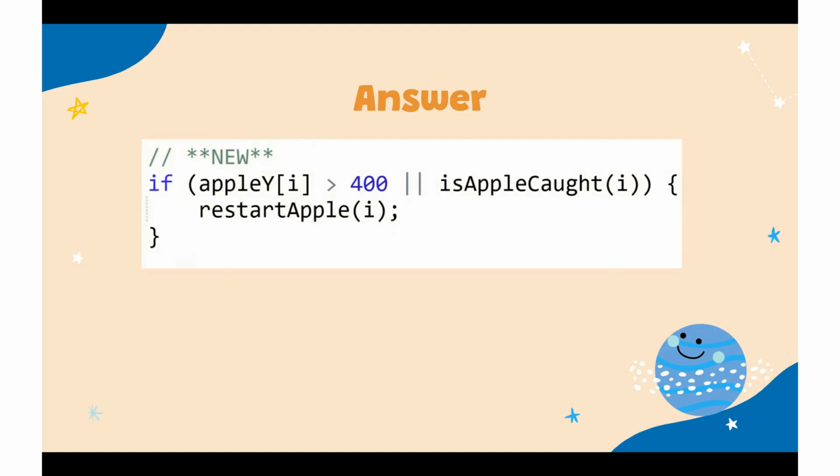Here's the answer. This code is going to be inside of the dropApples function. So instead of just having isAppleY more than 400, we're also going to have an or. So it will be if the apple is past the 400th coordinate for the y coordinate, then restart the apple. Or if the apple is caught, we're also going to restart the apple.